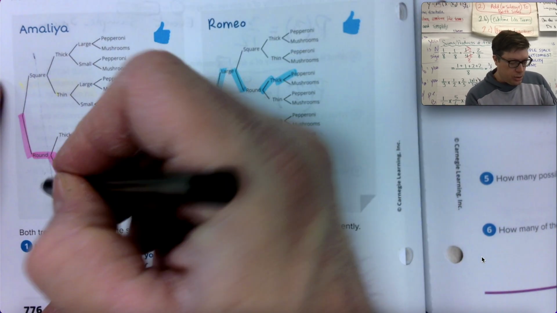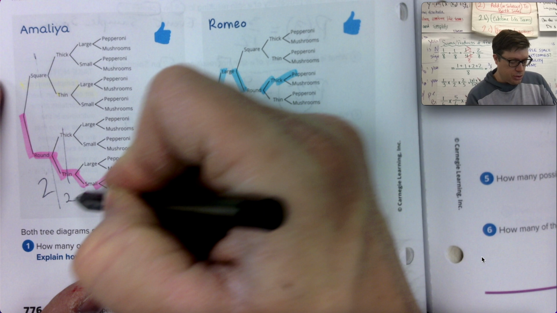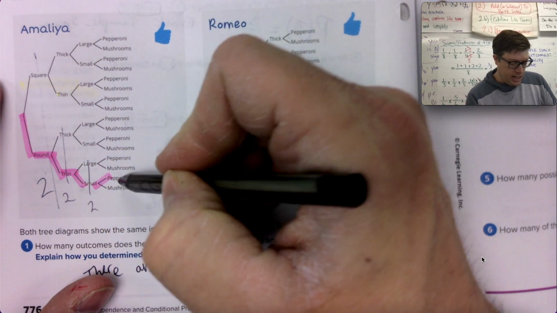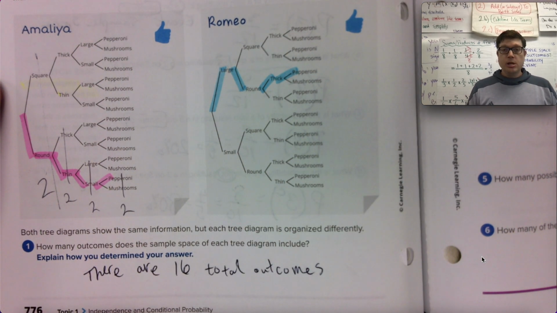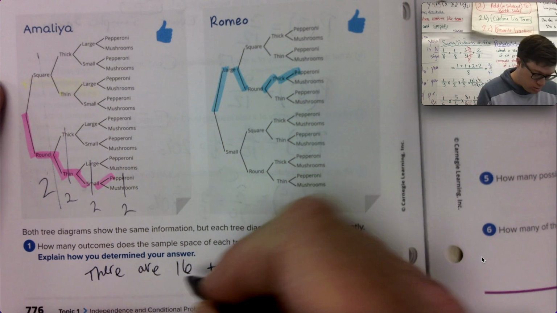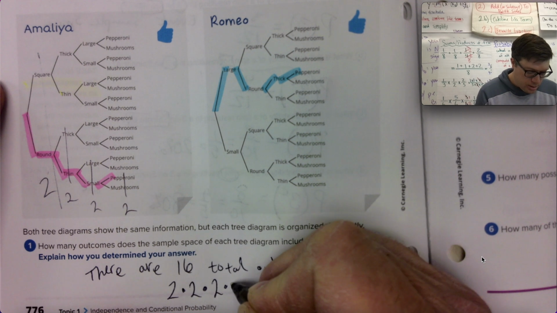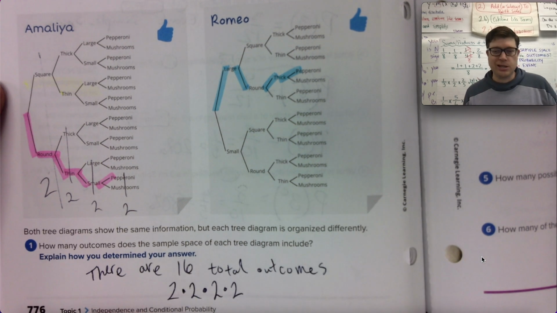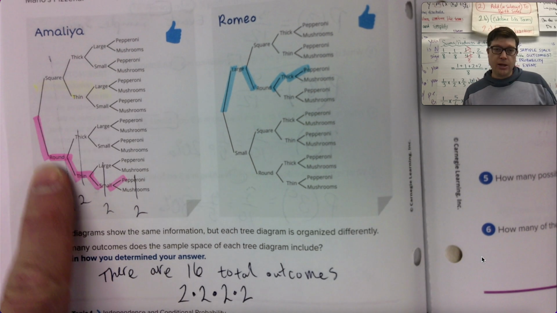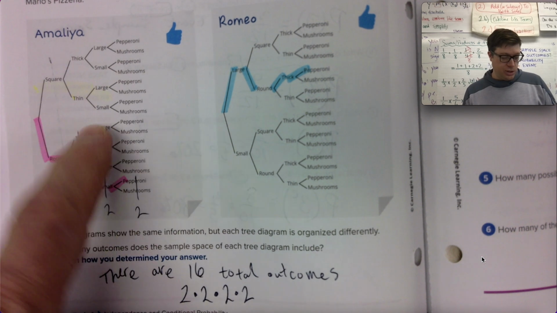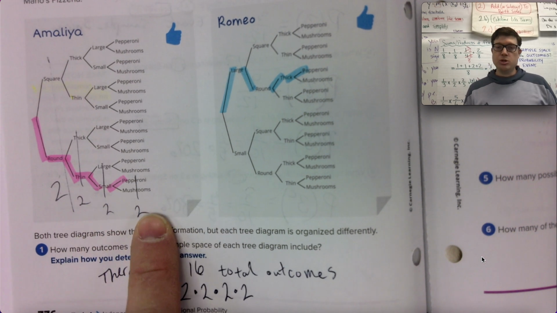At this level, 2 choices. At this level, 2 choices. At this level, 2 choices. And at this level, 2 choices. So if you take 2 times 2 times 2 times 2, you get 16. 2 choices at this stage, 2 choices at the next, 2 choices at the next branch, and last of all, 2 choices in the final branch.